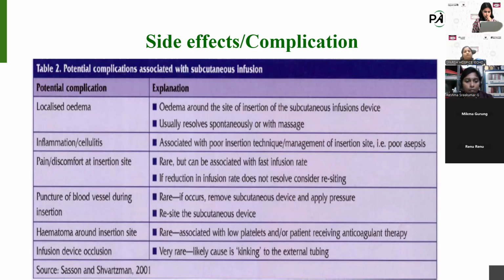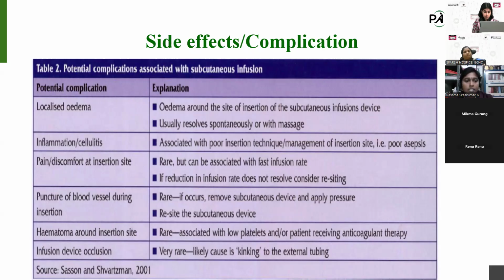Then puncture of blood vessels during insertion. It is very rare in subcutaneous infusion because we are inserting it in the subcutaneous space. If there is any presence of blood in the scalp vein set, just remove the scalp vein immediately and resite the subcutaneous device.